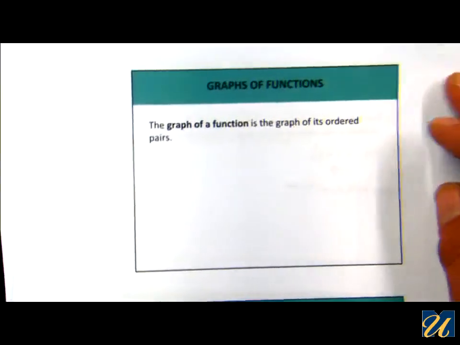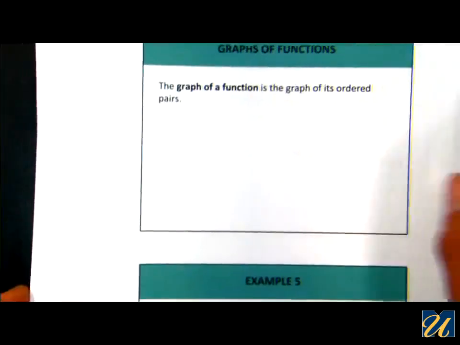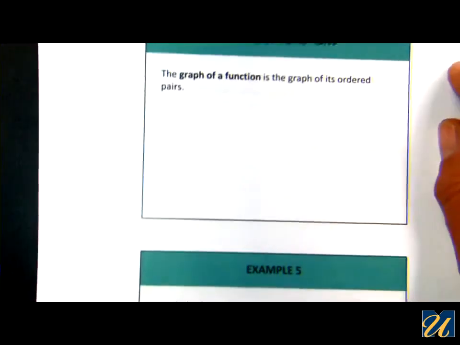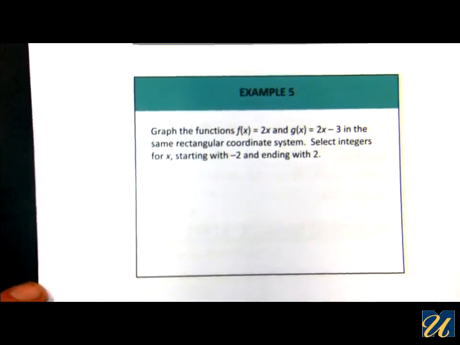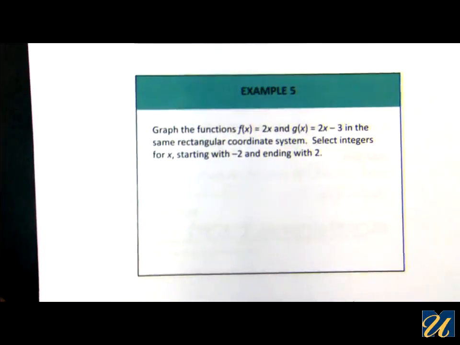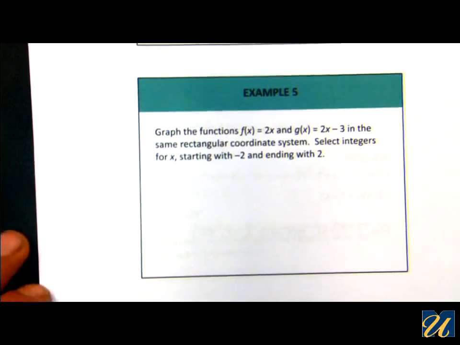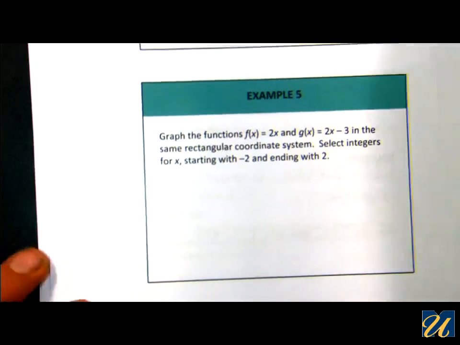Okay, to make a graph of a function, we simply find a list of ordered pairs. We graph those ordered pairs on the x and y coordinate plane, and then we connect those with a smooth line or curve. For example, if we wish to graph the functions 2x and 2x minus 3 in the same rectangular coordinate system, we can do so by selecting values of x. These are values in the domain, and then computing the corresponding y values. Those are elements in the range, and they will define ordered pairs for the function, and we will then graph them. So let's proceed on to do that work.